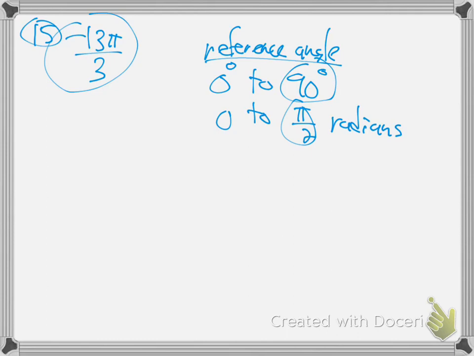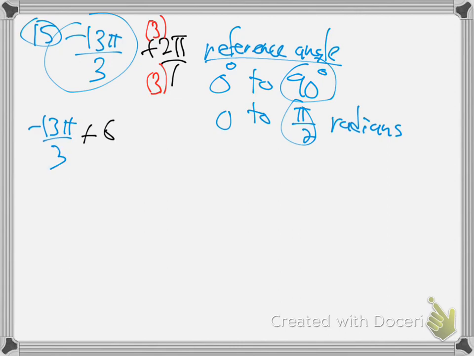Well, first off, you can always add 360. You can always add a bunch of 2 pi's, because 360 is 2 pi, right? Pi is 180, so 2 times 180 is 360. So you can add 2 pi. But that's over 1, so you've got to get a common denominator. Multiply top and bottom by 3. And then what do we have? Minus 13 pi over 3 plus 6 pi over 3. Yeah, that's a fancy 2 pi. That's a fancy 360 degrees, isn't it?